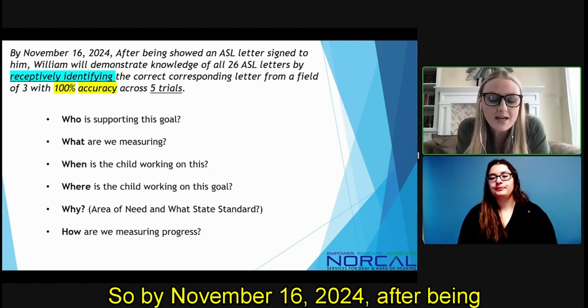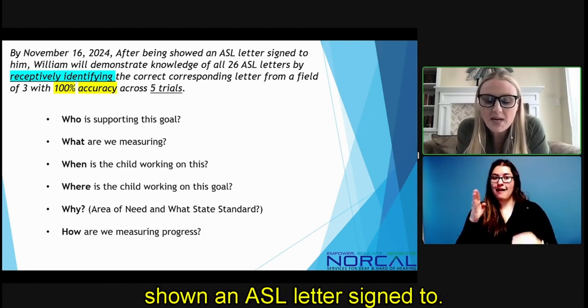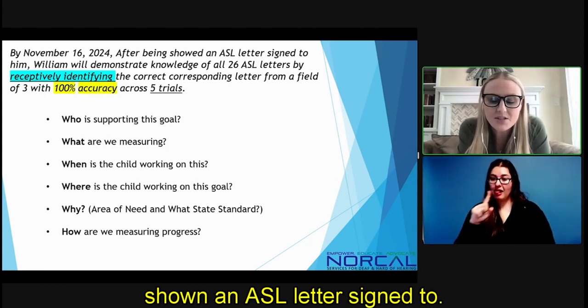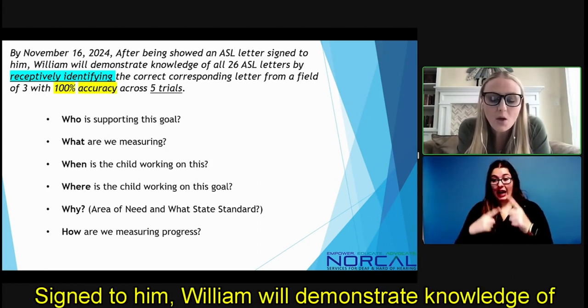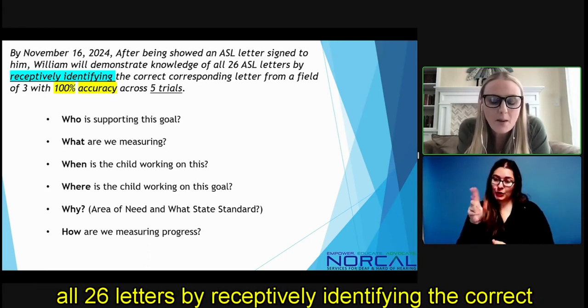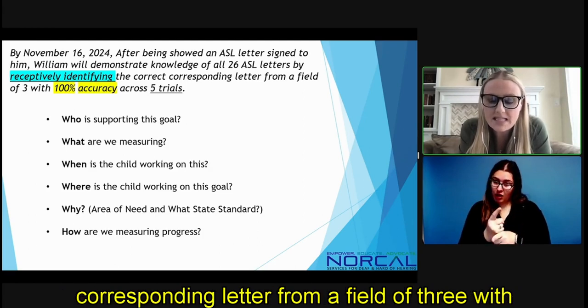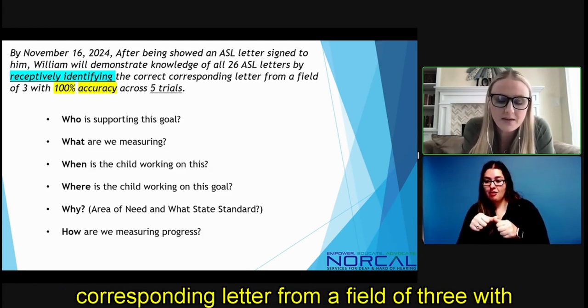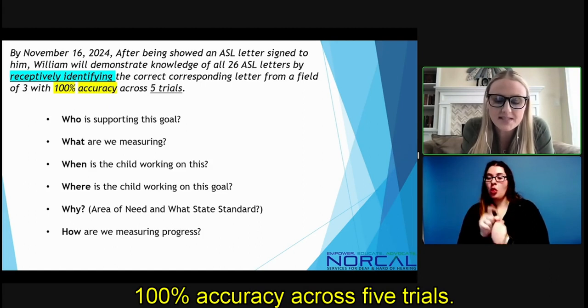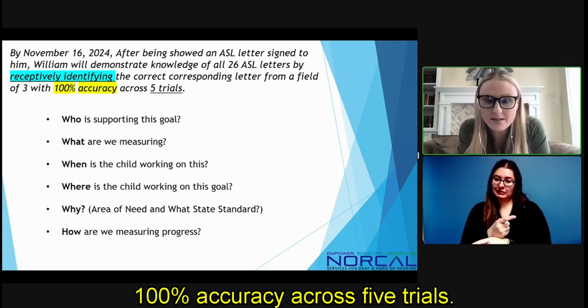So by November 16th, 2024, after being shown an ASL letter signed to him, William will demonstrate knowledge of all 26 letters by receptively identifying the correct corresponding letter from a field of 3 with 100% accuracy across 5 trials.